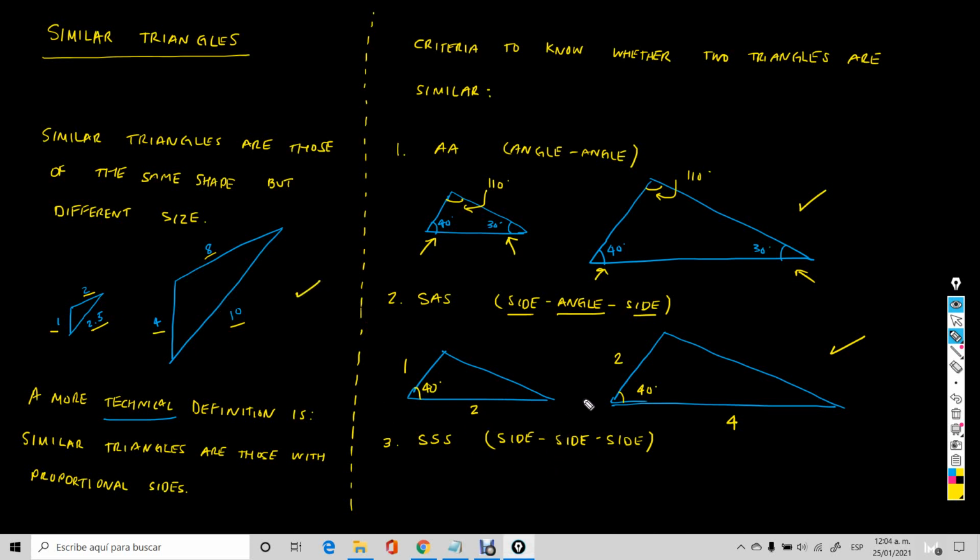And that is the last criteria. So we have three criteria. You can use any of them in order to know whether two triangles are similar, and that's it basically. It's a very quick reminder for similar triangles.